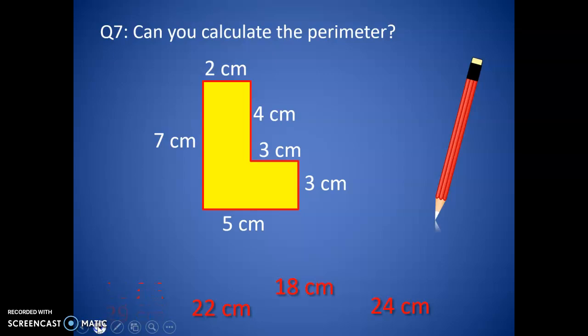It's not 29 or 22 or 18. Well done if you got 24. How did we get that one then? Well, 7 add 5 is 12. Add another 3 and another 3 is 6. So 12 add 6 is 18. Add another 4 is 22. And add the final 2, 24.